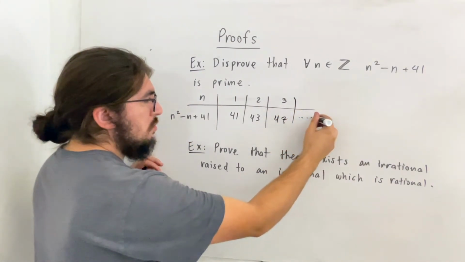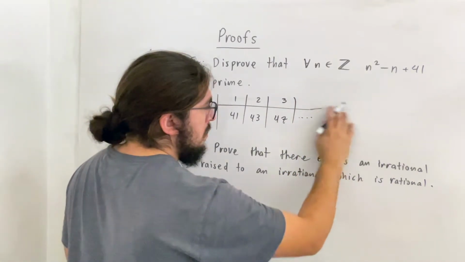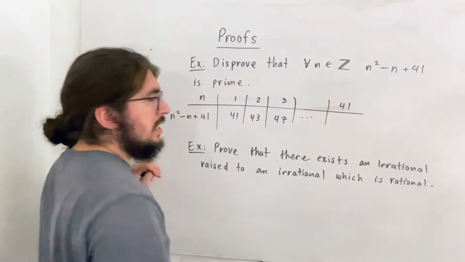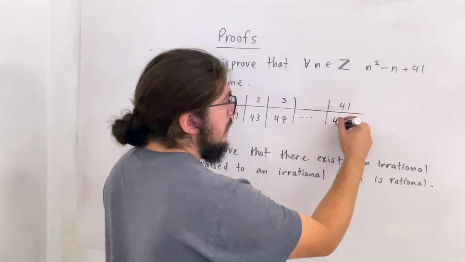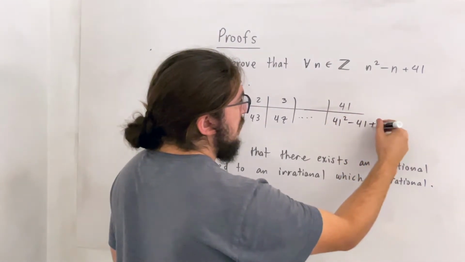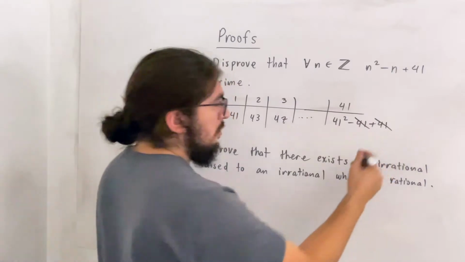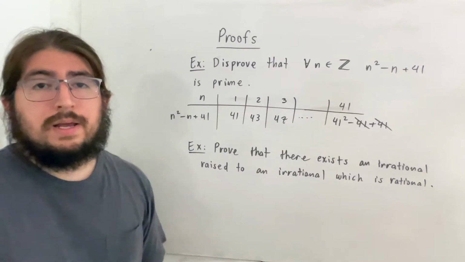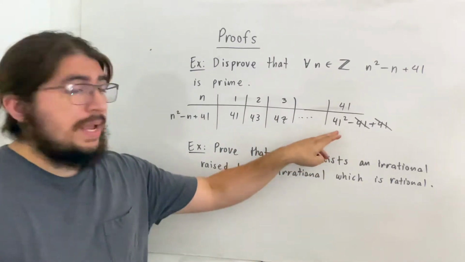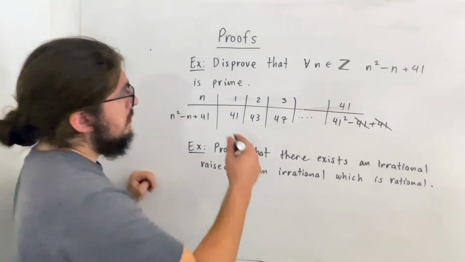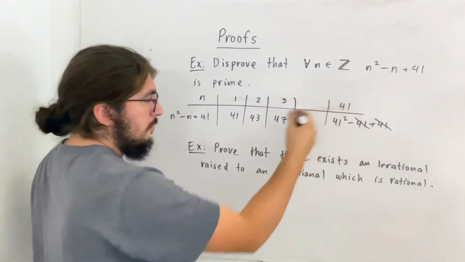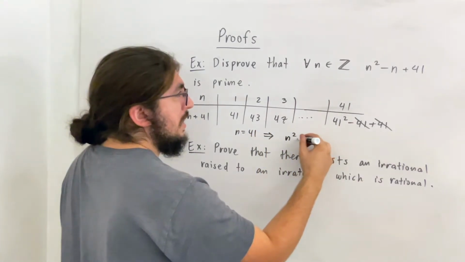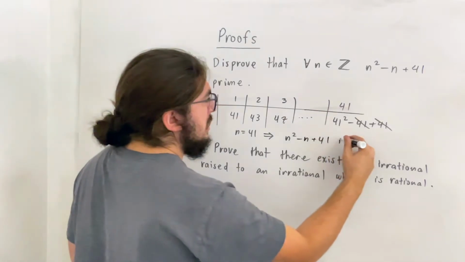And in fact, all of these will be prime up to 41 itself. How do I know 41 is going to work? Well, clearly when you plug in 41, you get 41 squared minus 41 plus 41. So the 41s cancel, and 41 squared is a number times another number. It factors as 41 times 41. So without doing any heavy calculations, I know right away that is not a prime number. So we have disproven this with this counterexample. So n equals 41 implies that n squared minus n plus 41 is not prime.